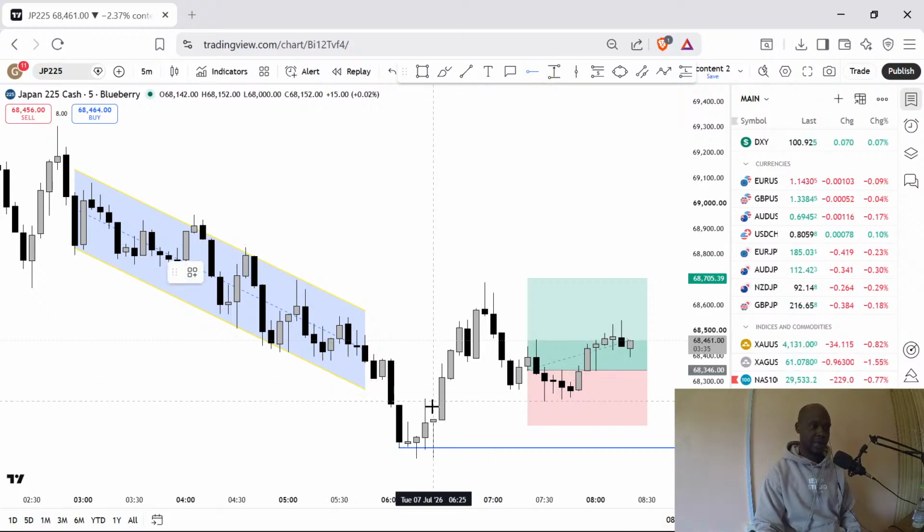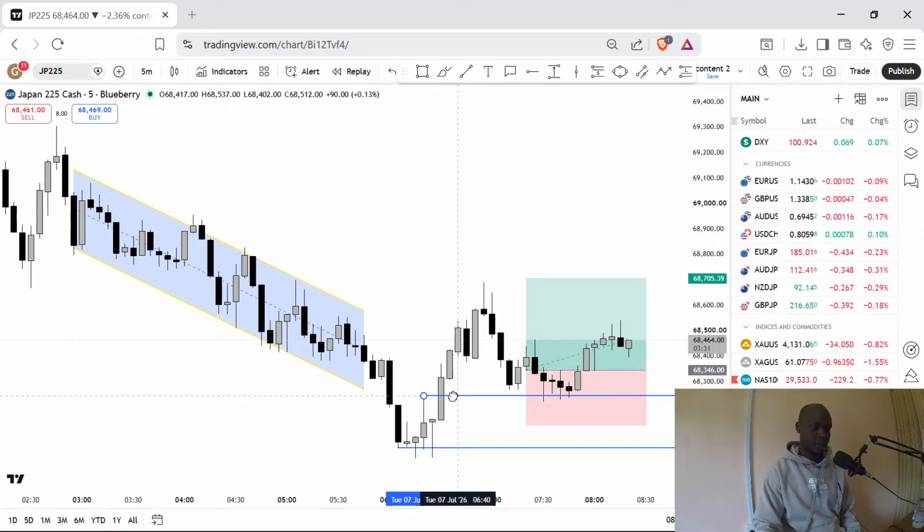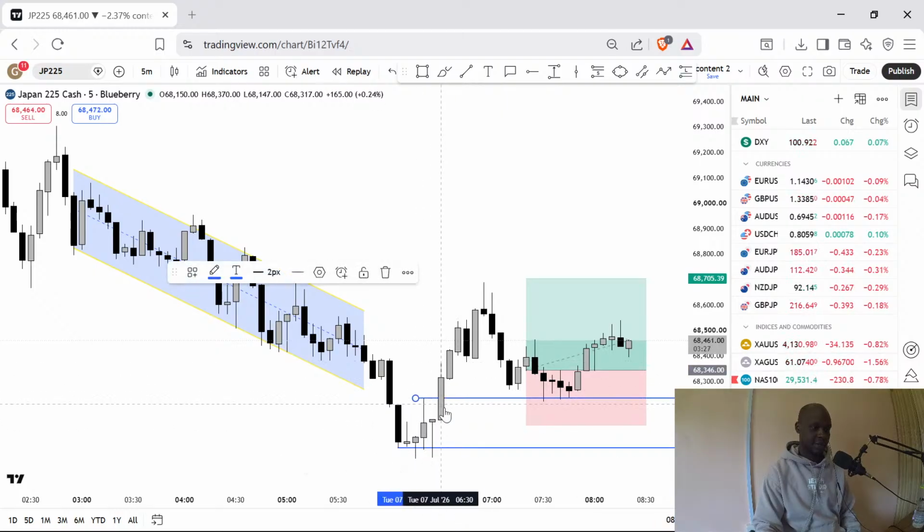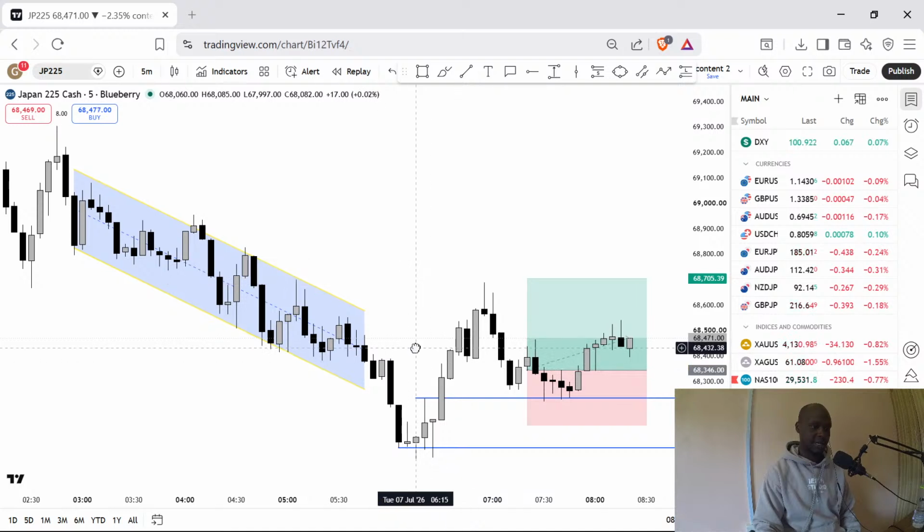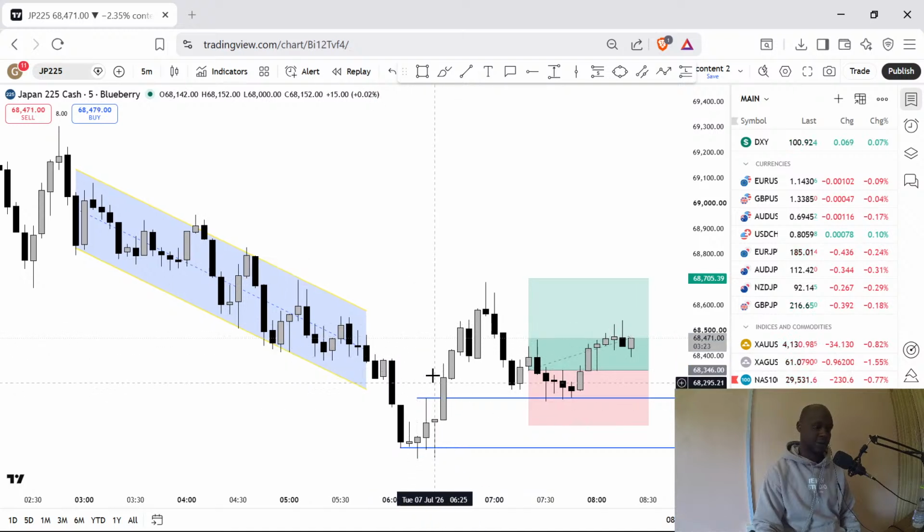Now for me, once we broke this high of this candle, after I got this pullback with this candle, I was waiting to see if I could get confirmation with another strong bullish candle.